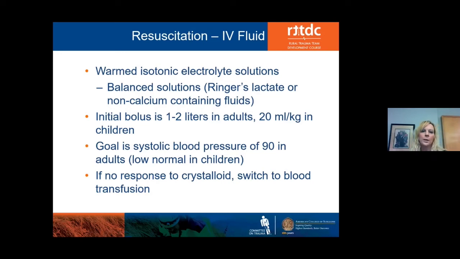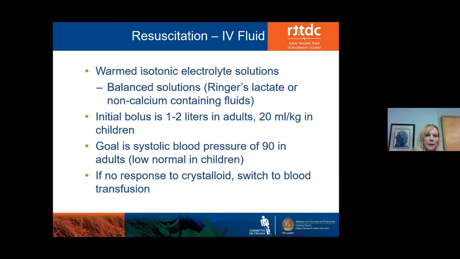So the goal is really to keep a systolic blood pressure of about 90. Sometimes what we'll say is that if the patient is awake and alert and talking with you, they're good. If you have a good radial pulse, they're good. You don't want to over resuscitate them, especially in the bleeding patient, because if you're trying to push that blood pressure up and blowing all these products into them, number one, you're going to make the end result of the resuscitation worse, with complications and different things that can happen.